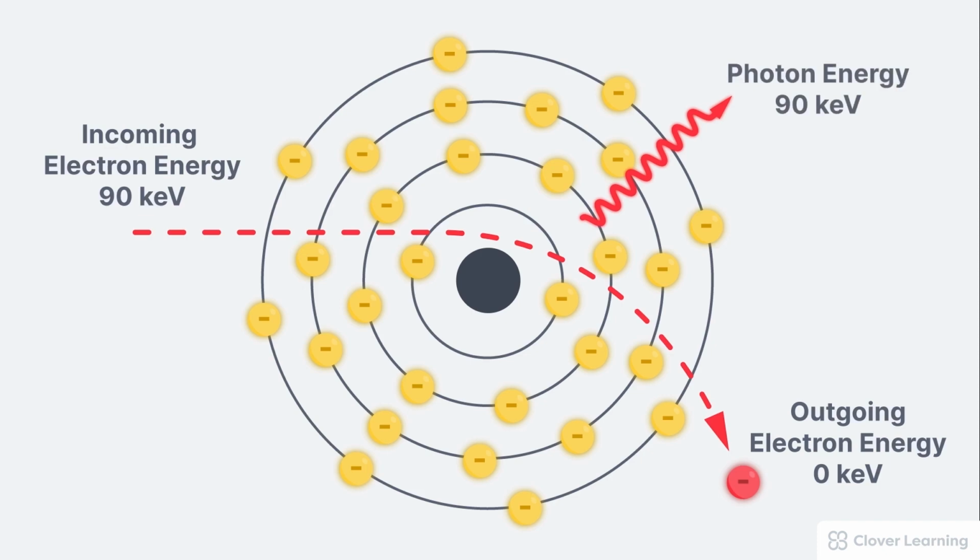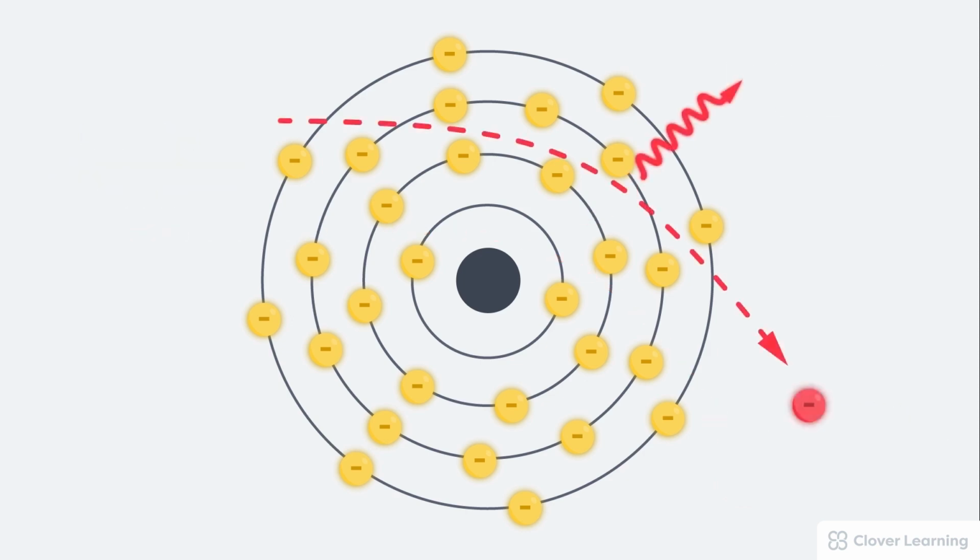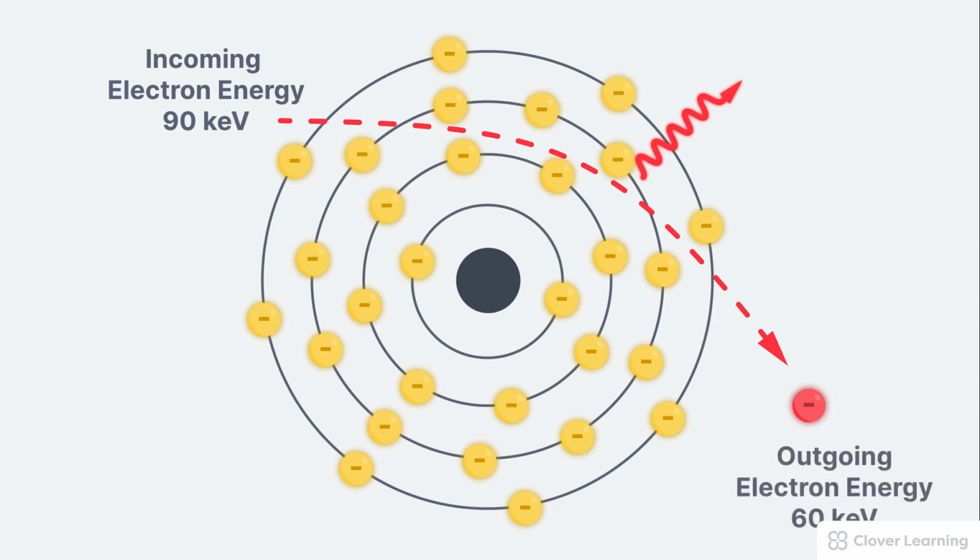But these electrons don't always pass very close to the nucleus. Here's another example. Let's say in this scenario, the electron passes at a much greater distance from the nucleus, and things will change. The attraction between the electron and the nucleus is weaker. The electron slows down some, but not completely. It changes direction some, but not completely, and it only gives up some of its original energy. For example, if the electron approached the atom with an energy of 90 keV, but slowed down to an energy of 60 keV, the resulting photon would have an energy of 90 keV minus 60 keV, which is 30 keV. All of the energy here is accounted for.